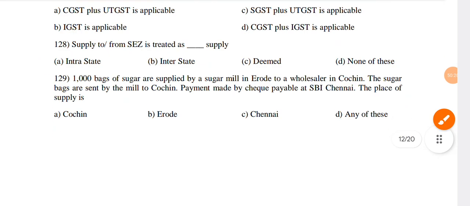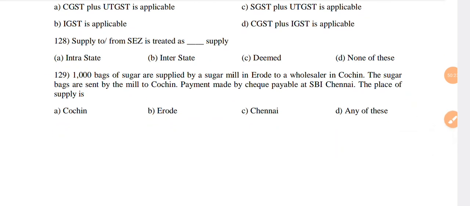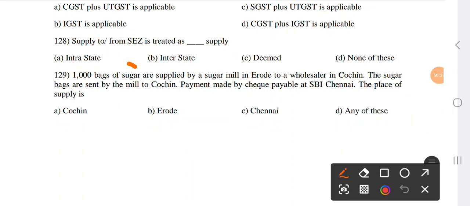Next question, supply to or from SEZ is treated as dash supply. Option A, intrastate. B, interstate. C, deemed. And D, none of this. The correct option is B, interstate.